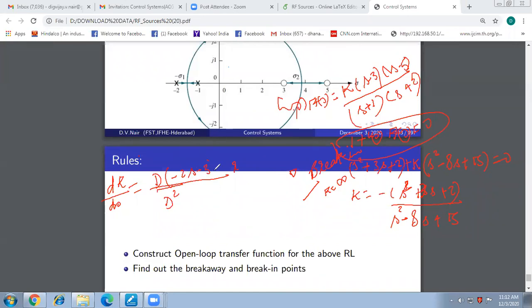It doesn't matter. You're anyway equating it to 0. No, why does it not matter in the numerator? Numerator you have to solve, na, friend. This d square will go to 0, right? You are equating that to 0.